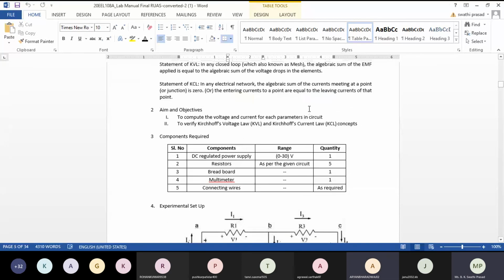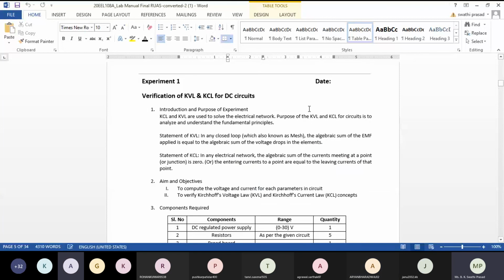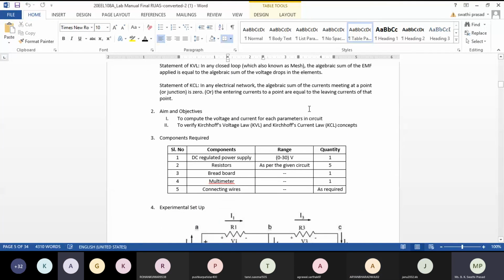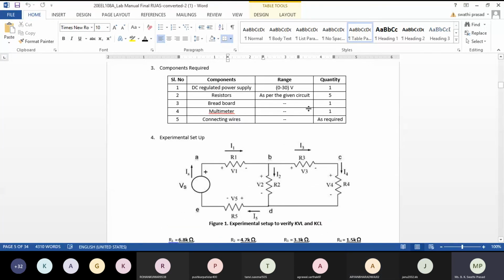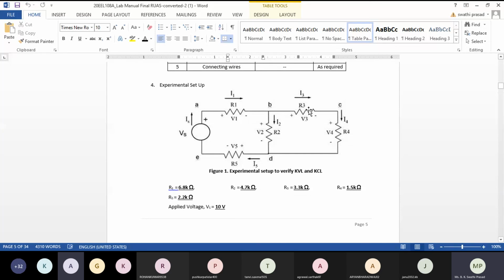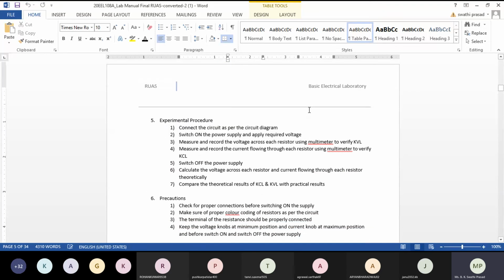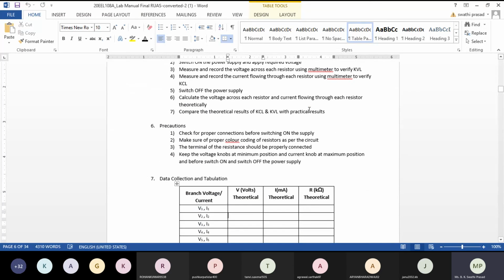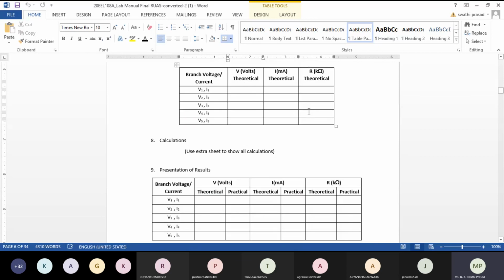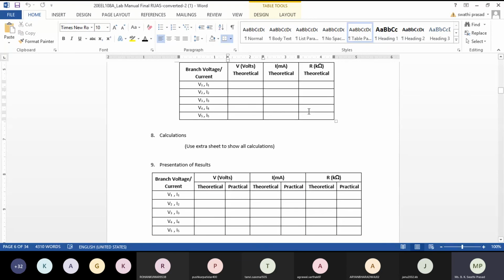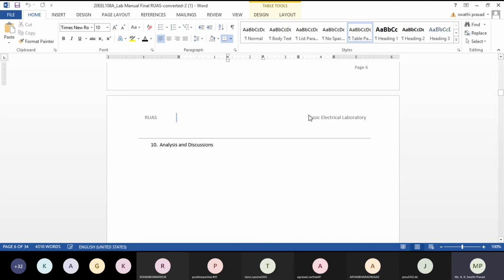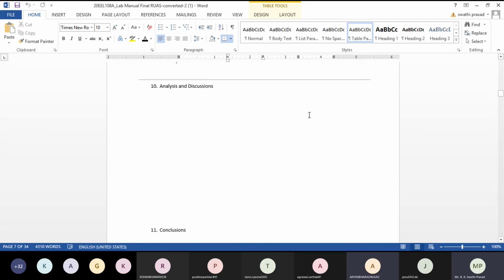So now what you have to do? In your observation, you have to write aim, then components required, then circuit diagram. No need to write procedures or precautions. Directly write the 2 tabular columns, in which you fill all the theoretical values. Analysis and discussion, write in three lines. Analysis is 2 lines. Discussion can be 2 lines.